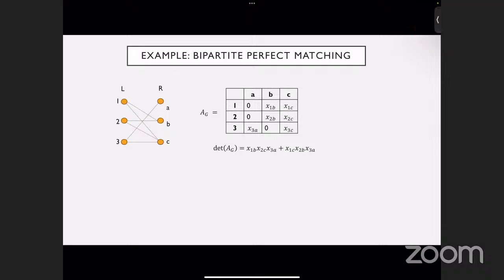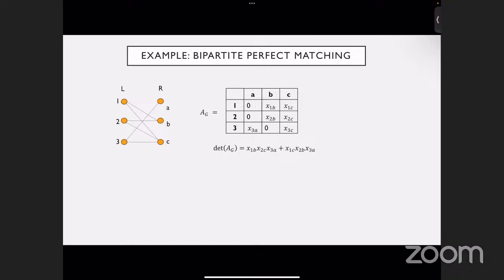So suppose this here is a bipartite graph on the left hand side and the corresponding symbolic matrix on the right hand side. For each vertex on the left hand side, there is a row, and for each vertex on the right hand side, there is a corresponding column. And for each edge of this graph, there is a corresponding variable. So suppose, for example, 1b is an edge, then there is a variable x1b in the row corresponding to first vertex and column corresponding to vertex b.